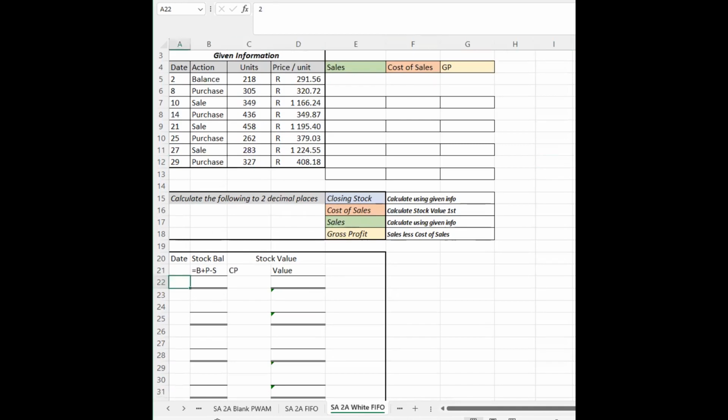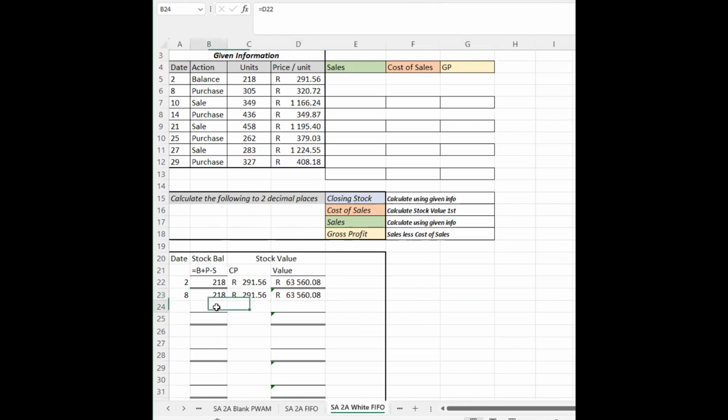Well, the start is not different. On the 2nd, we had those 218 units that was given. We know that they were valued at 291 each, giving us a total stock value of 63,000, and that is still exactly the same. Okay, what happens then on the 8th? Okay, on the 8th, we still have the 218 units at 291 to a total value of 63,000.